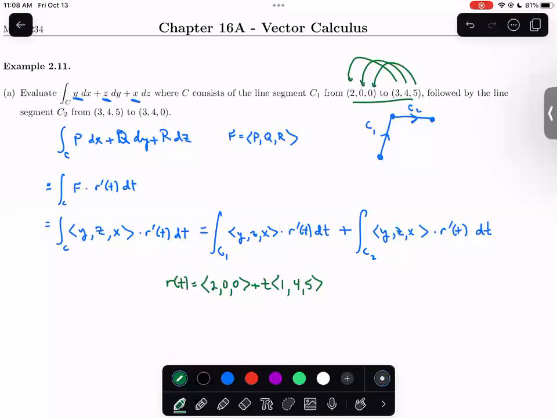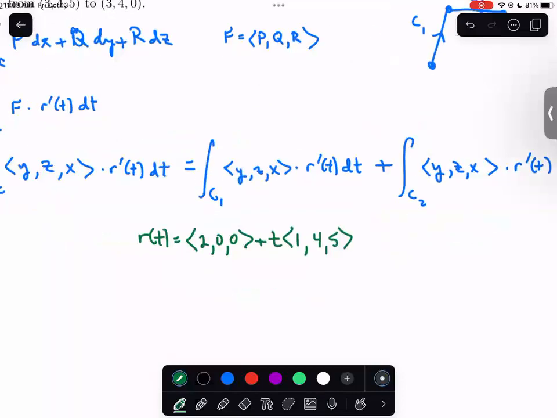But I usually like to think about this as, all right, I'm standing at 2, 0, 0. I need to get to 3, 4, 5. How many steps do I take? And if you remember from 12.5, in order to get our starting and our stopping points correct and not have this line go on forever, you want your t's to range from 0 to 1.